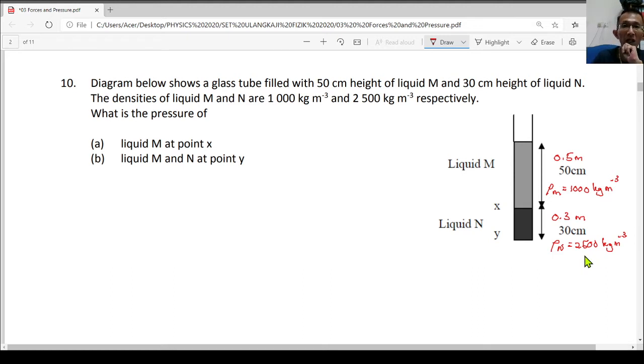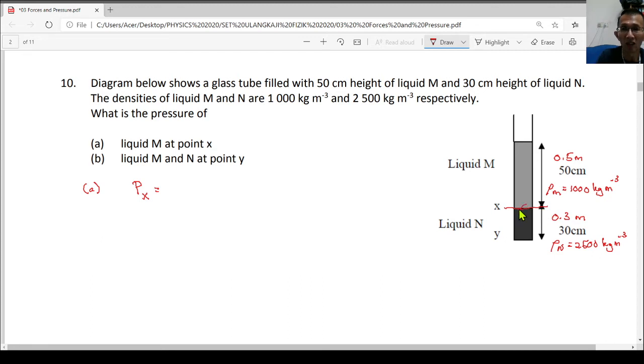Now, the question asks us to find the pressure of the liquid. If that's the case, then we do away with the atmospheric pressure. So, the pressure of liquid M at point X. We want to know what is the pressure at point X. So at point X, we are here.